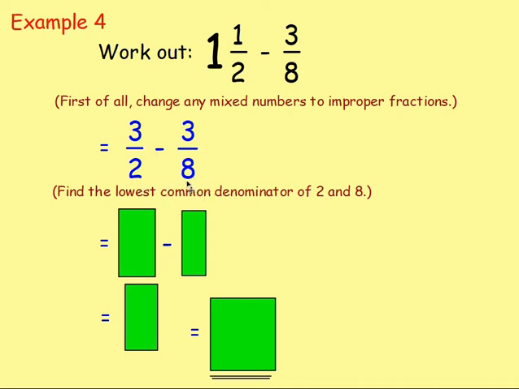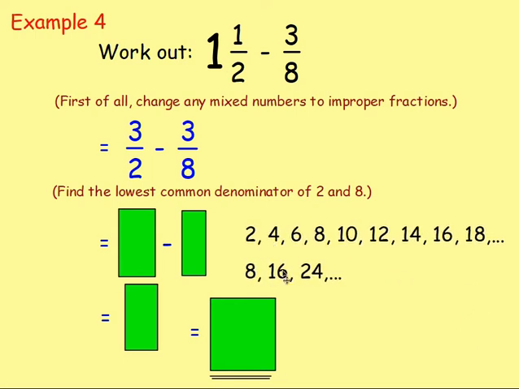However, the denominators are once again not equal. So we need to find the lowest common denominator. To do that, once again, think about the 2 times table. Think about the 8 times table and look for the lowest common denominator. Well, you can see the numbers they have in common. There's a 16 in the 2 times table and there's a 16 in the 8 times table. But remember, you are wanting the lowest common denominator. So what is the lowest number that appears in both sets?